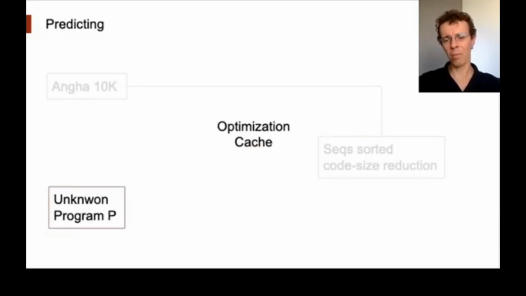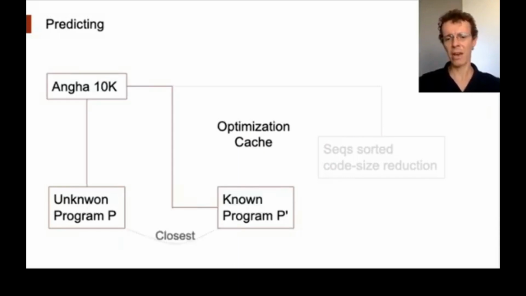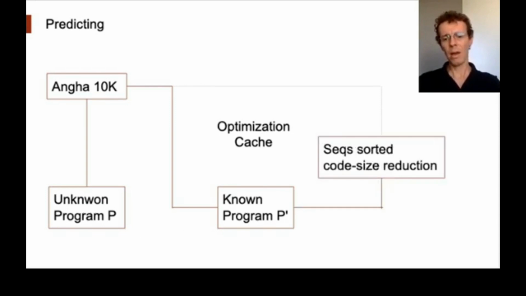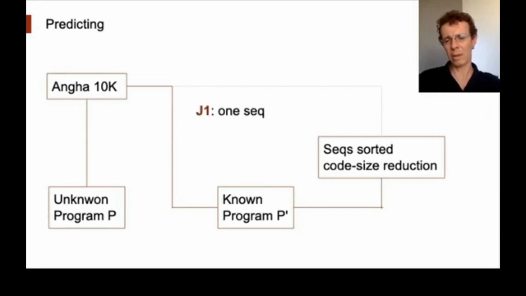So, given an unknown program P, we find in the optimization cache the program P' that's the closest to P, using Euclidean distance on the numeric feature vectors. And then we choose among the sequences of P' the one that we shall use to compile P. That can be just one sequence, like the one that's the best for P'. Let's call this strategy J1.